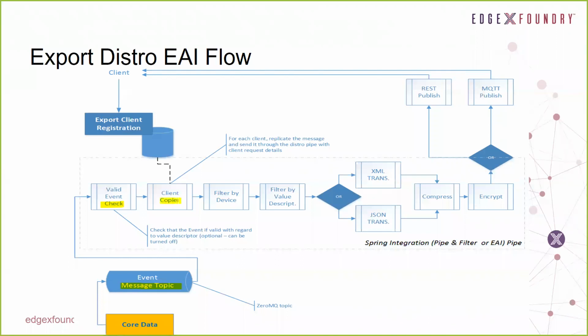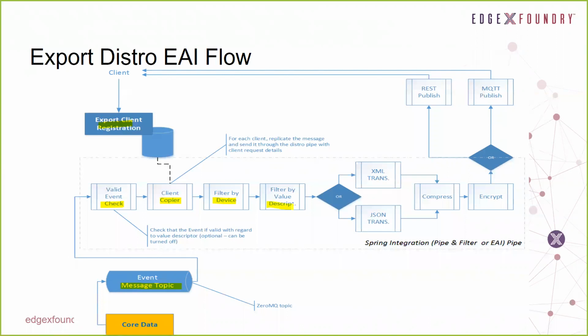Then we copy it again once per each client that we have in our client registration. At that point, we filter it by devices that a client has said they have an interest in. So if I only want thermostat data from a particular device, then this is where data that's not for that thermostat gets peeled off and ignored. I filter by value descriptor. I only want temperature data. If it's something to do with humidity, then it wouldn't make it past this filter.